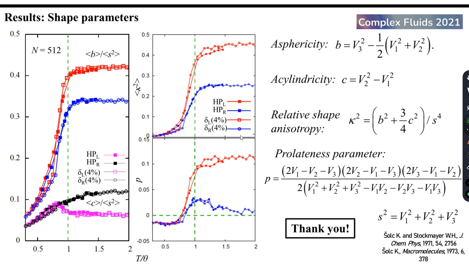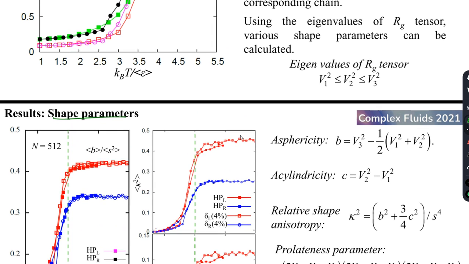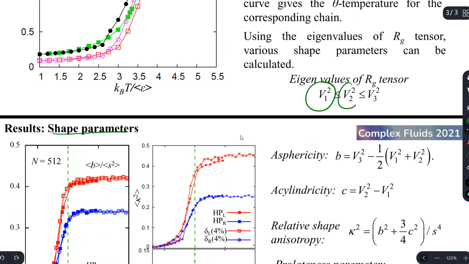In my shape analysis, I find four different parameters which are quite important, and in calculating these shape parameters, I take the eigenvalues v1, v2 and v3. These are the eigenvalues of the RG tensor, where RG is the radius of gyration tensor. They are the principal moments of the equivalent ellipsoid, and the shape parameters can be characterized using these principal moments.